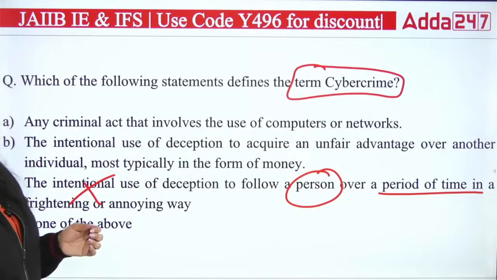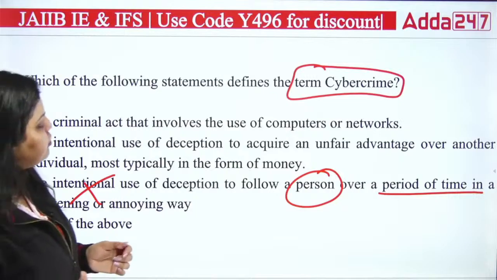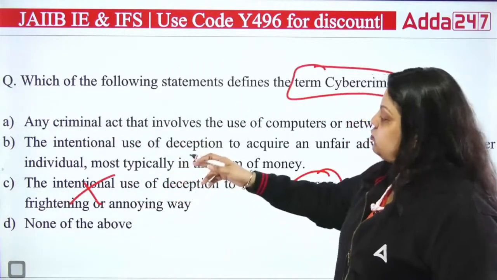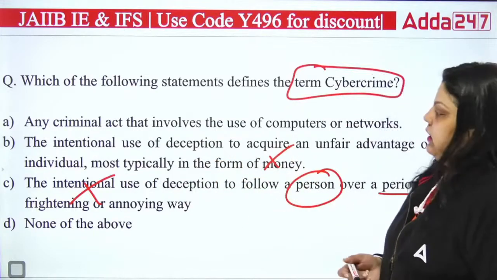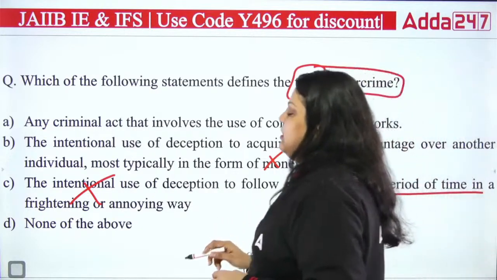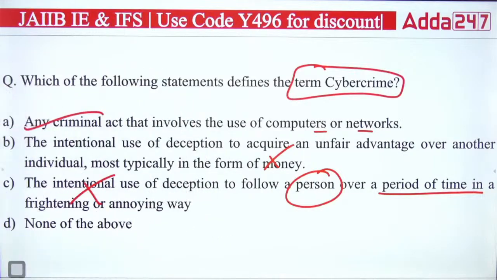Right? That's not a cyber crime. Then the second is saying the intentional use of deception to acquire an unfair advantage over another individual, most typically in the form of money, not always in the form of money. Then any criminal act that involves use of computer or network will be counted. So the right answer will be A.